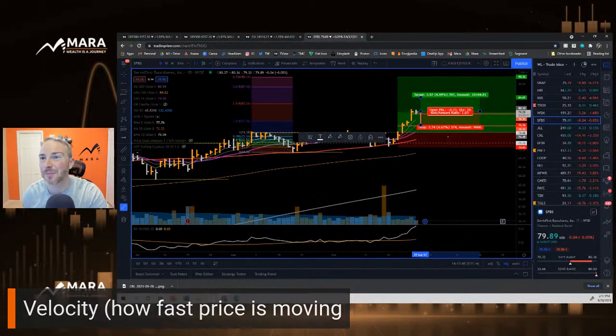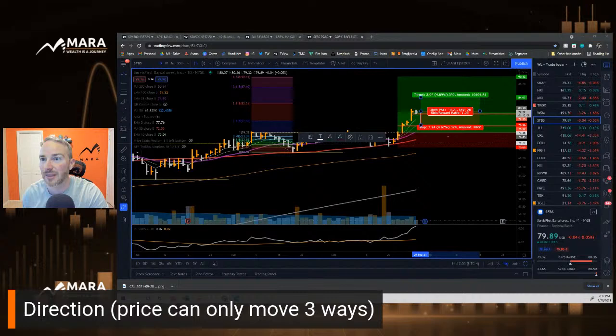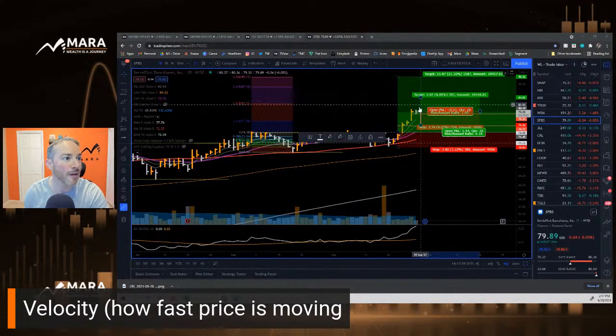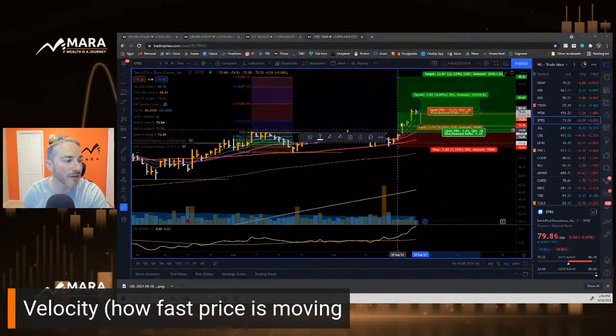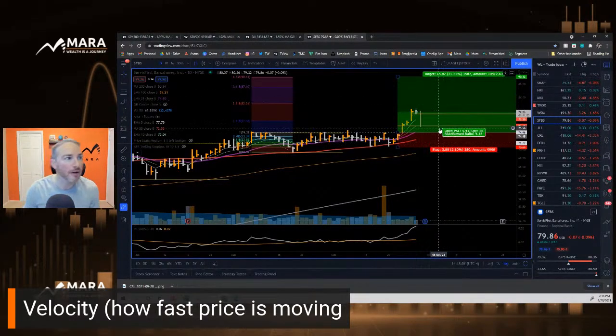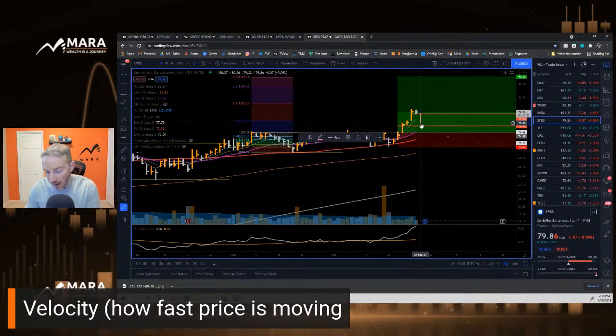So we spoke about direction, that price can only move one of three ways. We started to speak about velocity when we were talking about, well, what happens if price slams down versus it's just kind of like grinding its way, right? So, well, which way is price moving? Price could also do it the other way too, right? So it's not always a move against us.